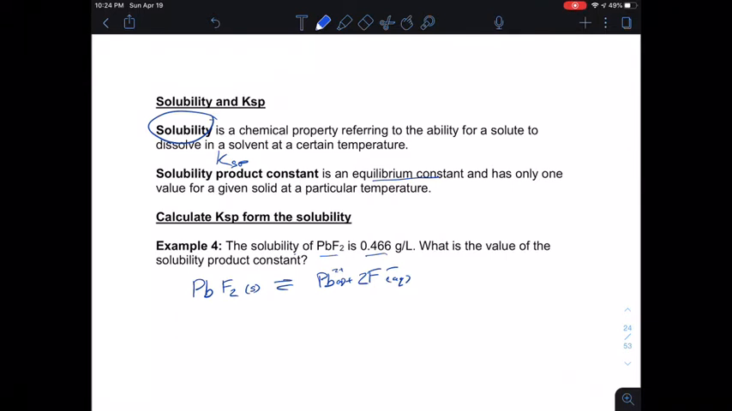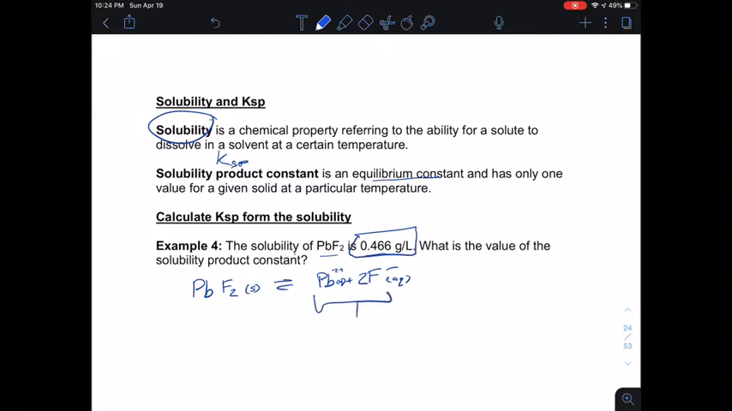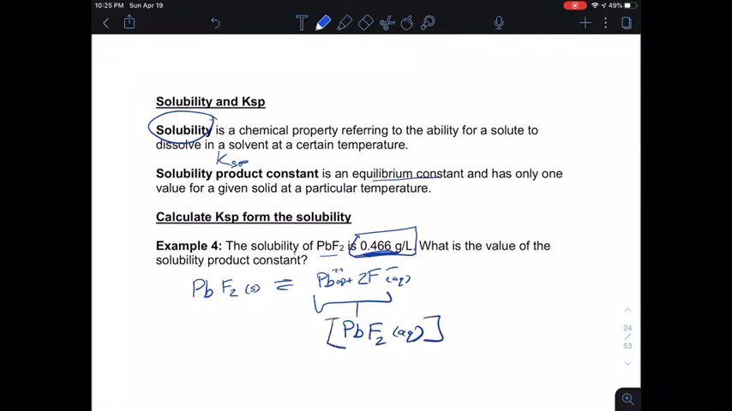Now, this reaction is actually able to happen. This here is going to be the equivalent of writing lead fluoride aqueous. And we actually know the concentration of this value from the solubility that they've given us. But there are some problems here.